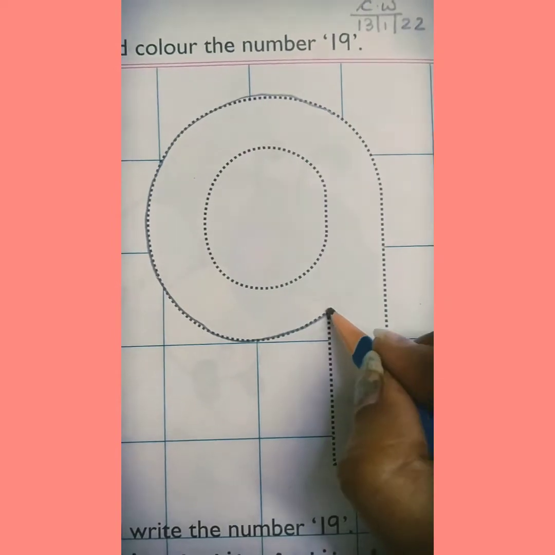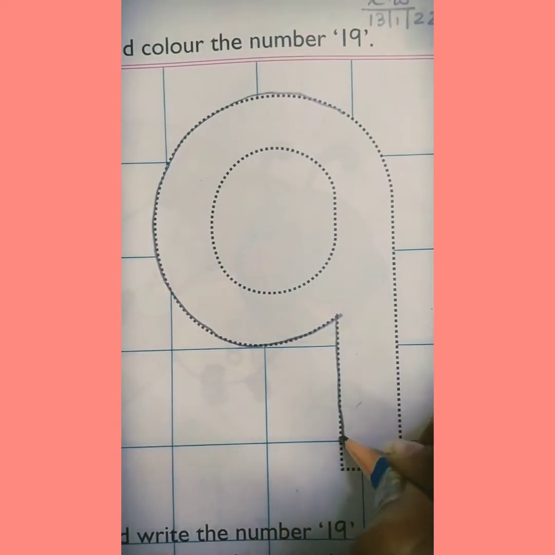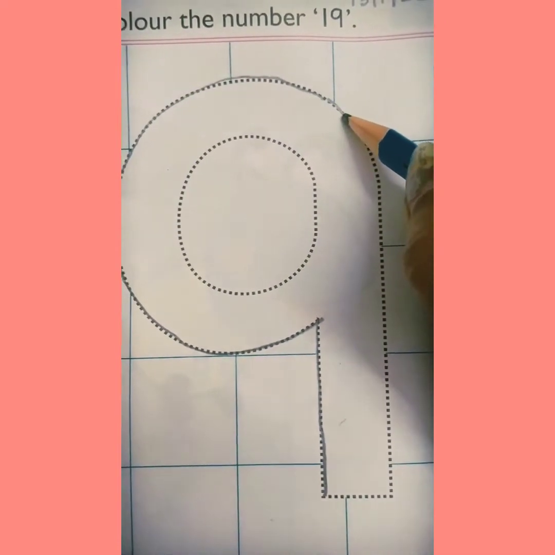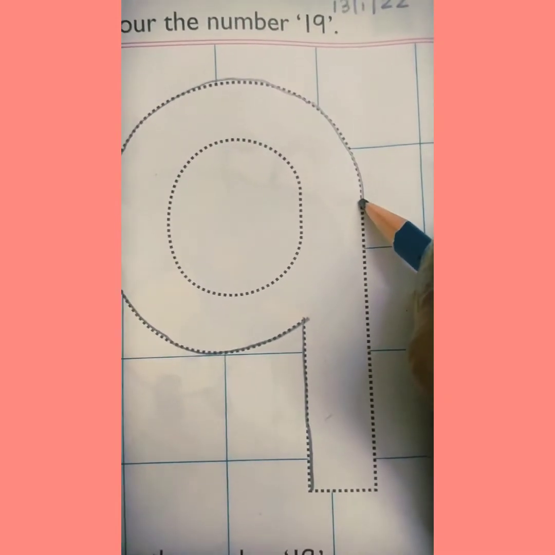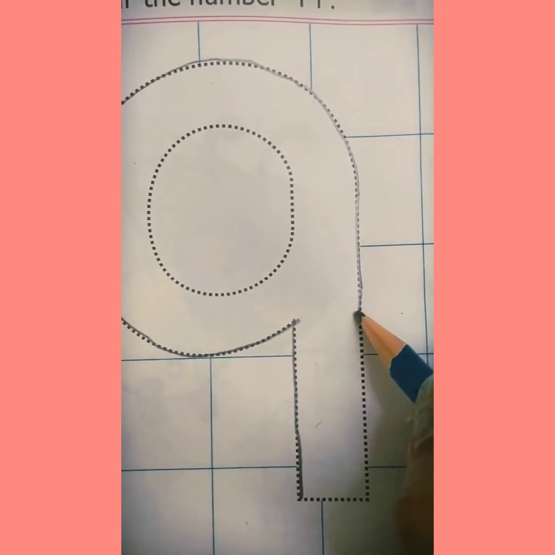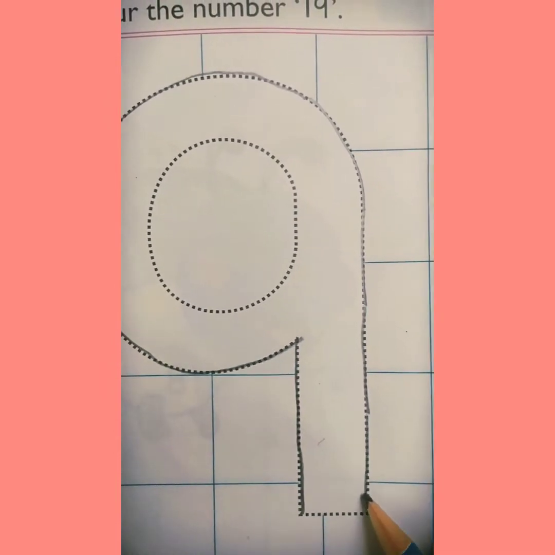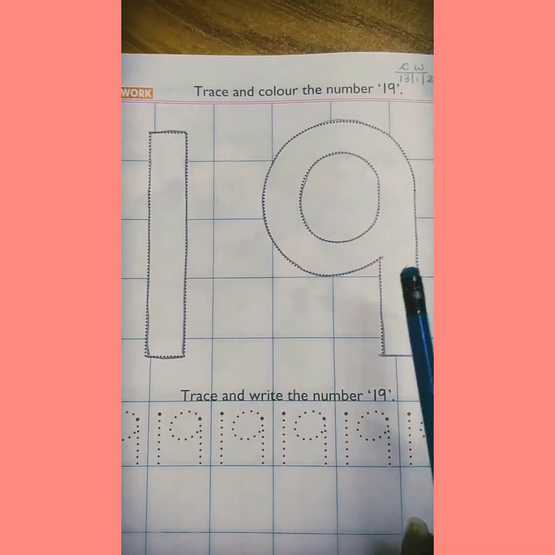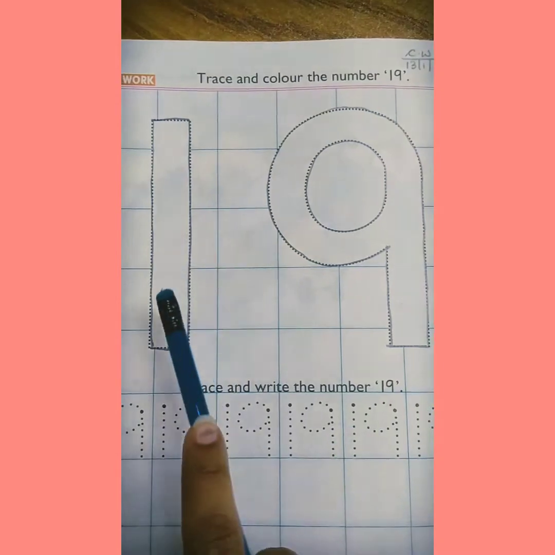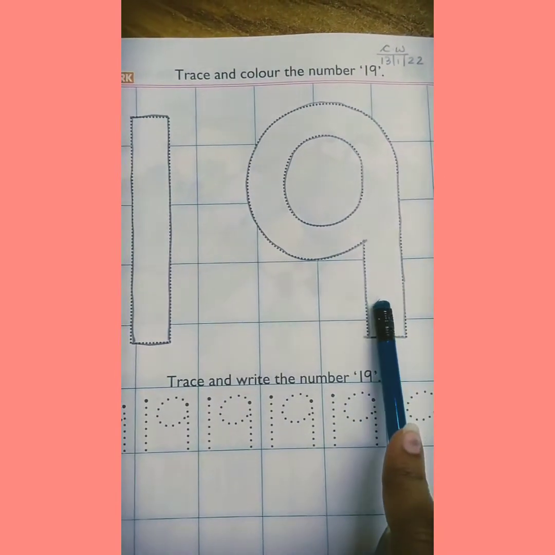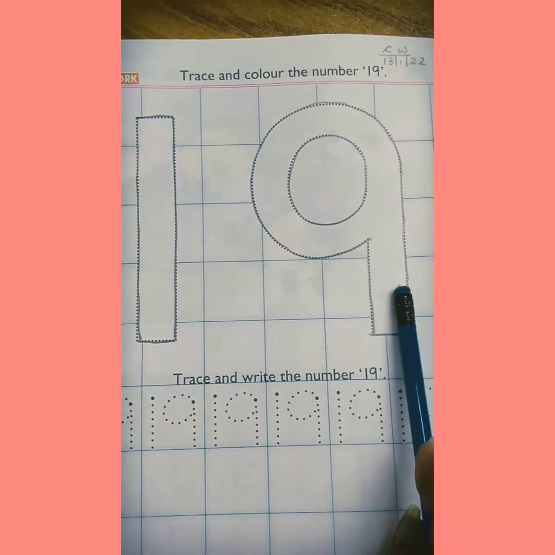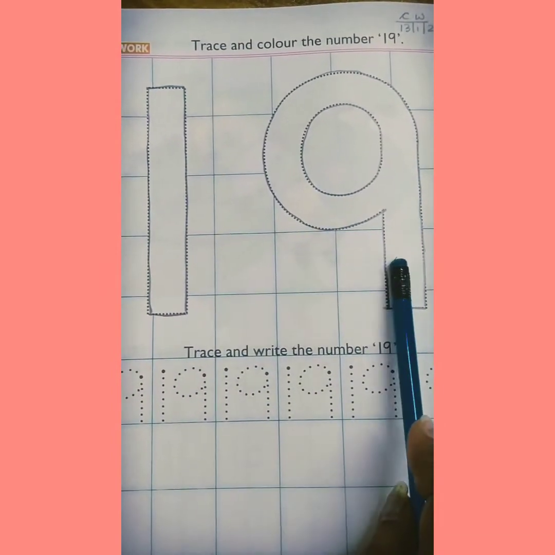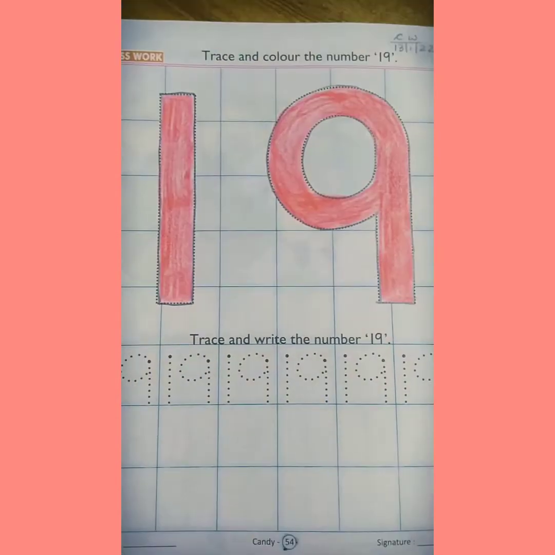Okay, then you have to make one standing line. Okay, then you have to complete this line also. Here also you have to make one standing line like this. So kids, like this you have to trace first this number 1 and this number 9. Okay, so 19. Now what you have to do, you have to color this number 19.